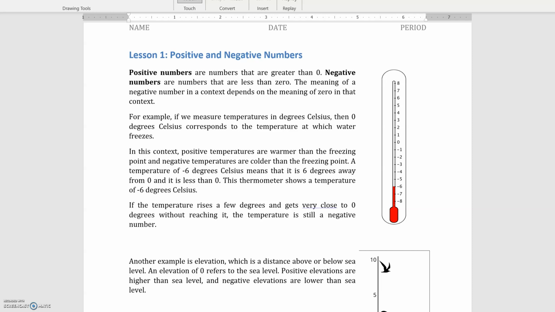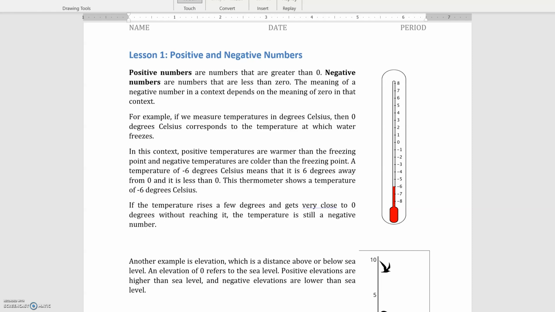Hey scholars, this week we are going to learn about numbers that are positive and negative and explore the meaning of them in real-world contexts. So we're going to start off by reading the first page of the notes and highlighting important terms, and then do some practice problems about integers.